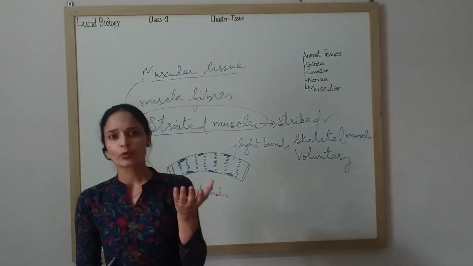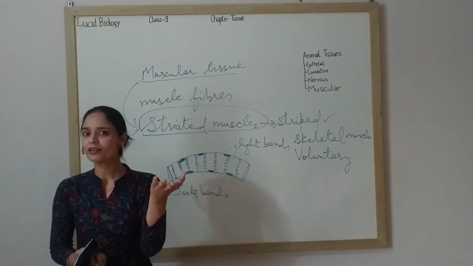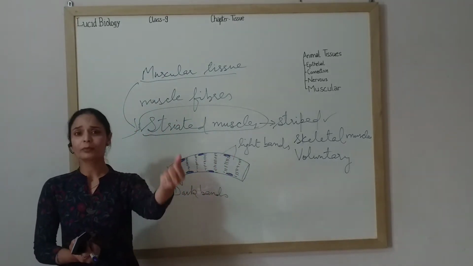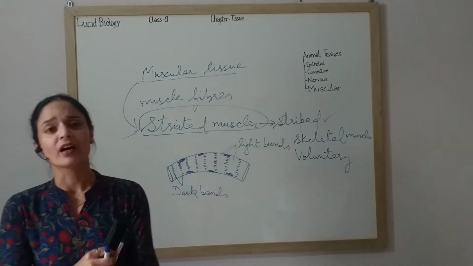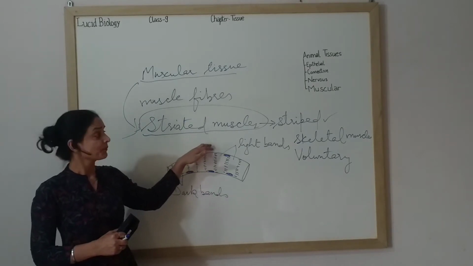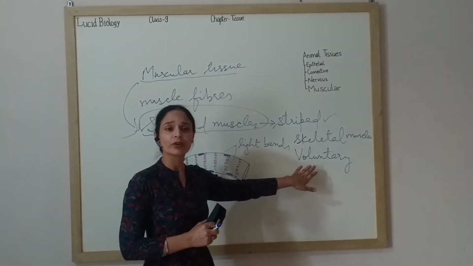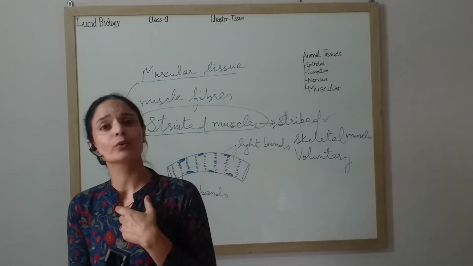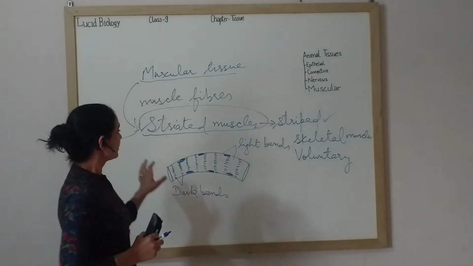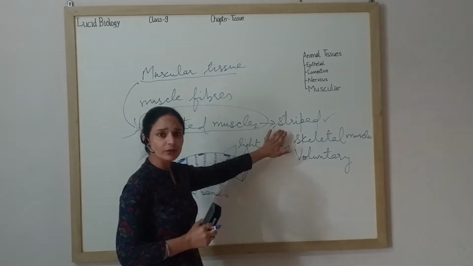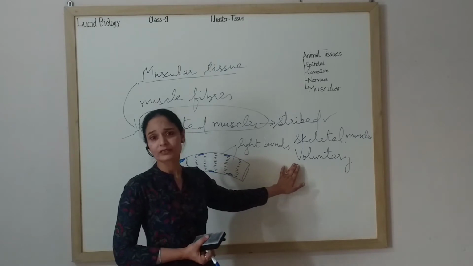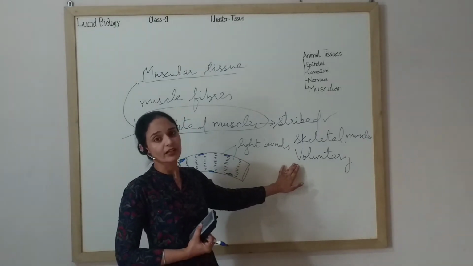Like, see, if I want to make a fist, I can make. If I want to open my hand, I can do that. Similarly, if I want to bend my arm, I can do that. If I want to straighten my arm, I can do that. Because here in the arm, in the limbs, this striated muscle is there. So we can control their functioning. These muscles work according to our will. We can make them move, we can stop their movement. So, striated muscles are striped muscles because they show striation. They are skeletal because they are attached with bones. They are called voluntary muscles because their working is under our control.